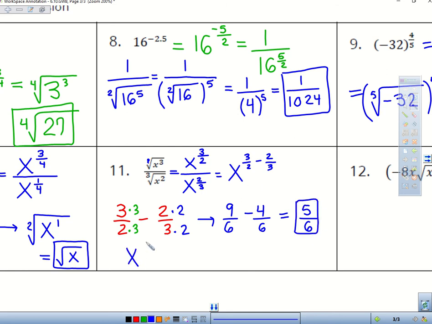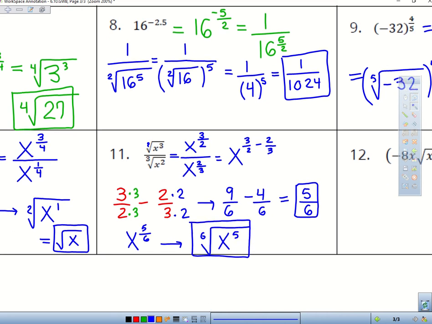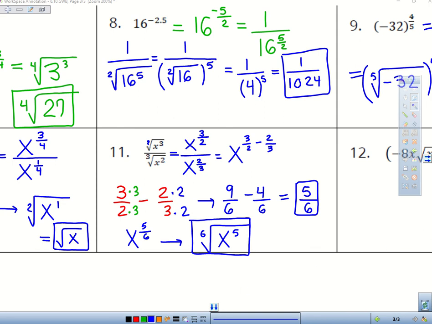So this is x to that power, right? So how do I have to rewrite it? You put the 6 on the outside as the root and the 5 on the inside as the exponent of x. Good. Any questions about that one? Okay.